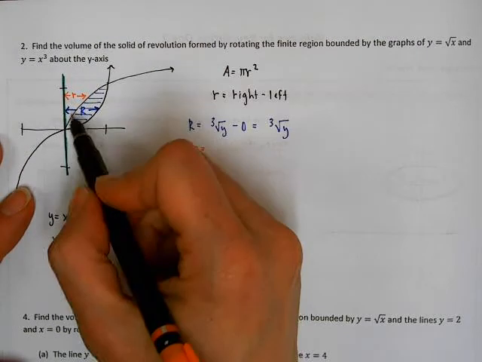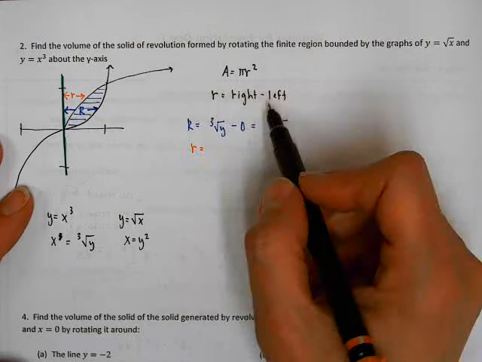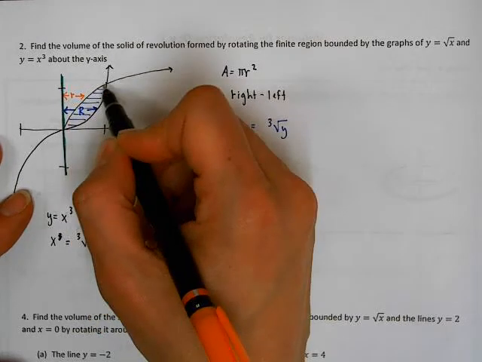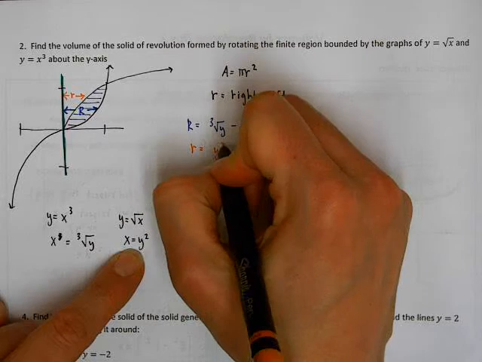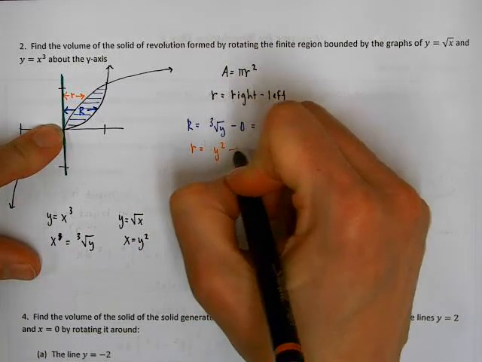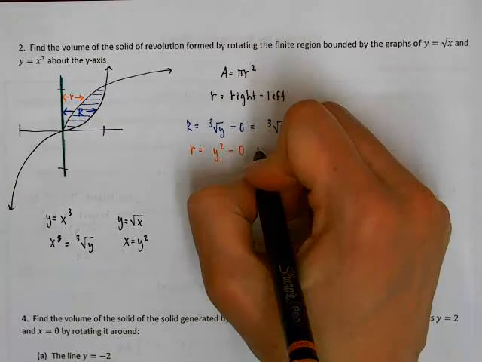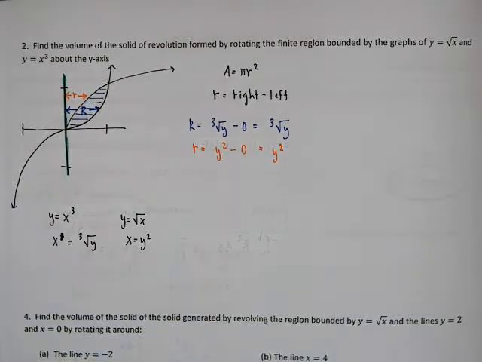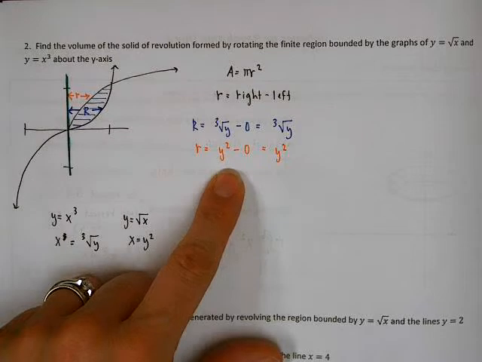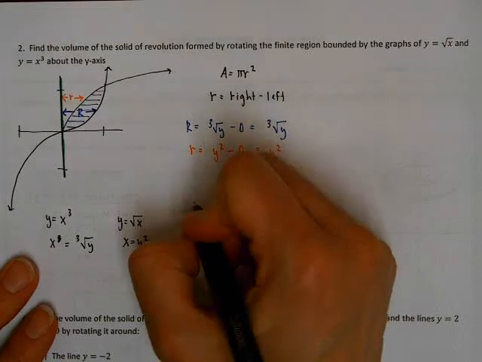Now for my big R, it's always right minus left. My right is the square root of x, which we know is actually y squared. And again, my left is x equals 0. So my little r is y squared. So we've got our big R and our little r, and now we're ready to set up our integral.